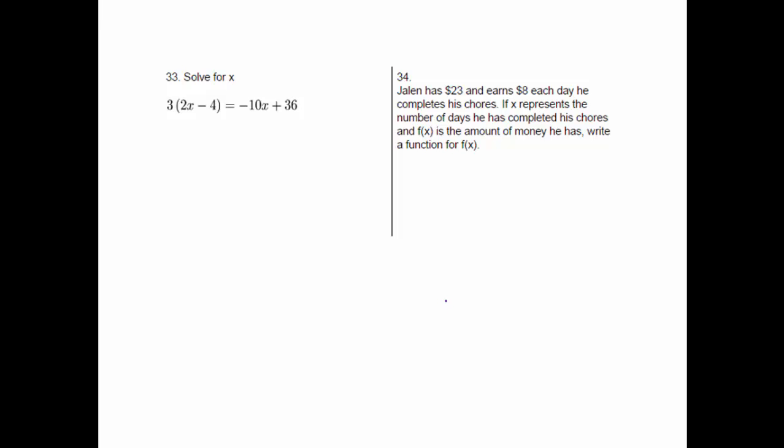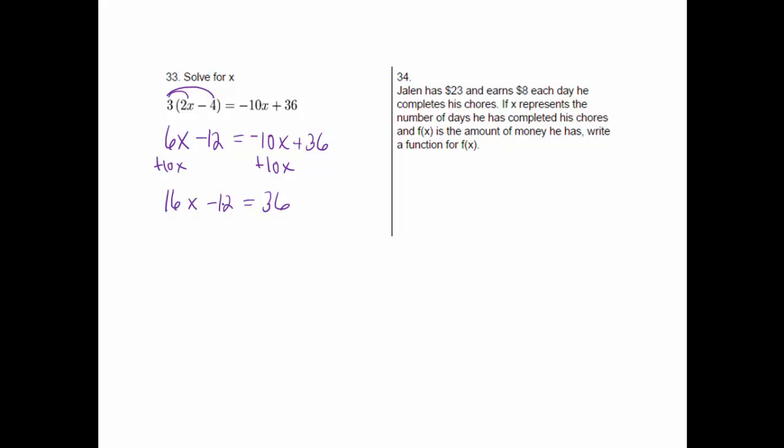Number 33 asks us to solve for x. So the first thing that I'm going to do on this one is distribute the 3. When I do that, I'll get 6x minus 12 equals negative 10x plus 36. We next want to get our x's together, so to get rid of the negative 10x on the right side, I will add it to both sides. So that will give me 16x minus 12 is equal to 36.